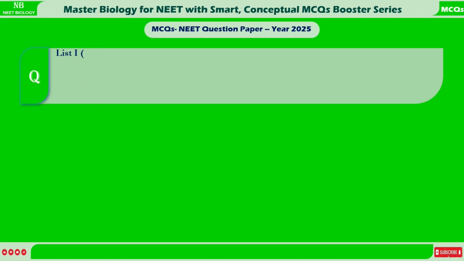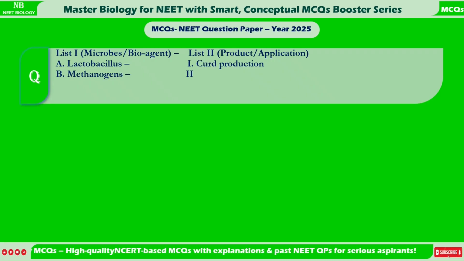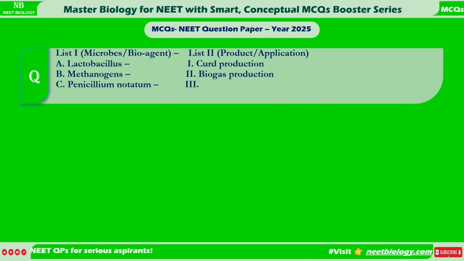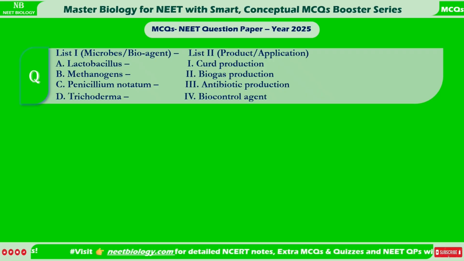Match List 1 with List 2. List 1, microbes, bioagent. List 2, product, application. A. Lactobacillus, 1. Curd production. B. Methanogens, 2. Biogas production. C. Penicillium notatum, 3. Antibiotic production. D. Trichoderma, 4. Biocontrol agent.